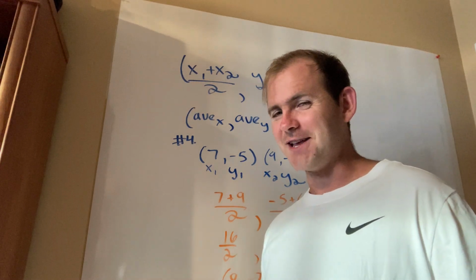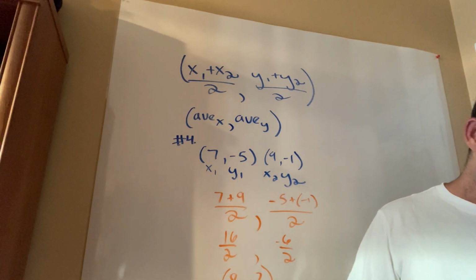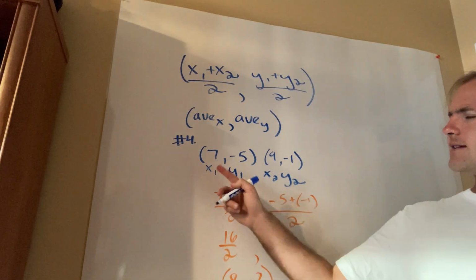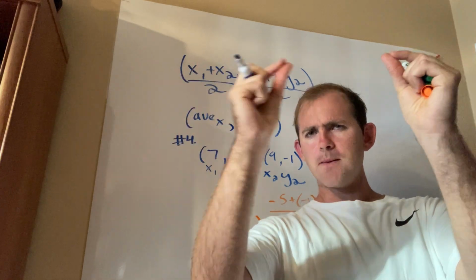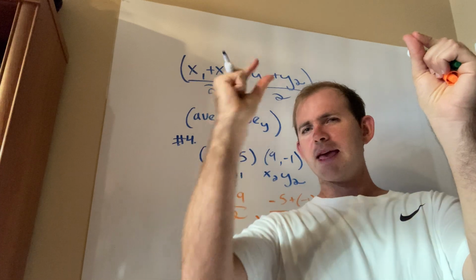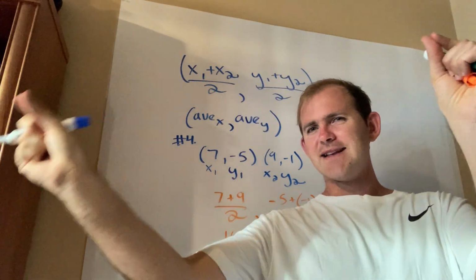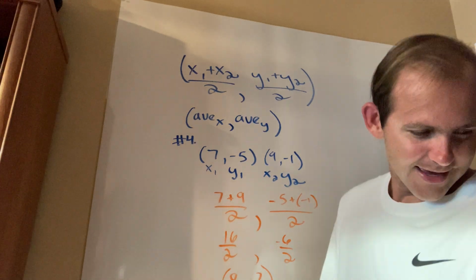So you might want to scroll down, and we're going to look at number 7. Okay, now number 7 is a little bit weird because instead of giving us the endpoints and asking us to find the midpoint, this time they're going to give us an endpoint and a midpoint and ask us to find the other endpoint. So let's see how that's going to work, okay?